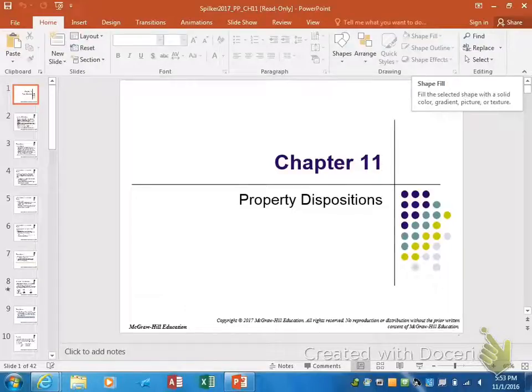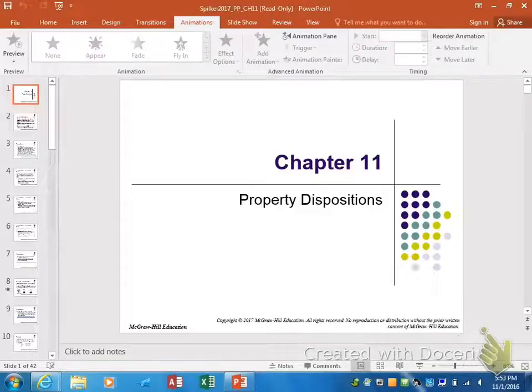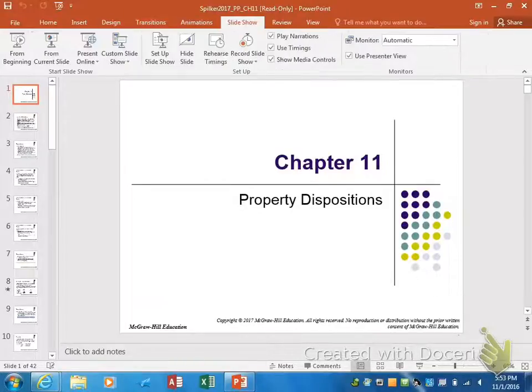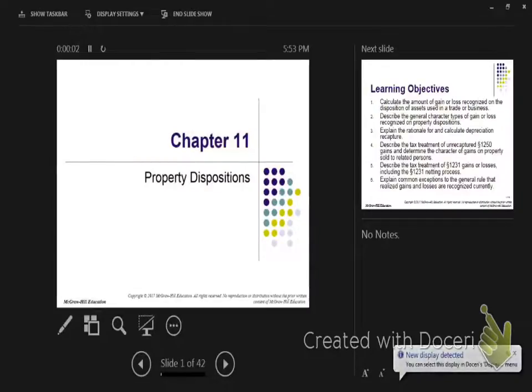Now we get to talk about Chapter 11. And for the most part, this is my last chapter I don't like talking about of the semester. 10 and 11 aren't my favorite chapters to talk about, mainly because they're just chapters that we don't see on a regular basis when you and I are doing normal taxes, a typical 1040.